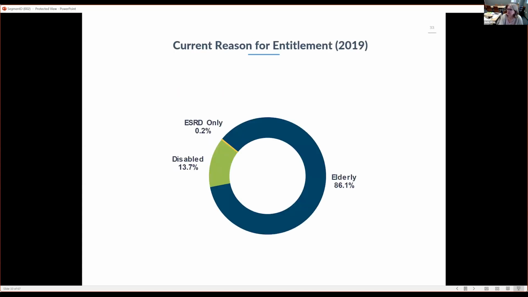Current reason for entitlement, again, consistent with age: 86% elderly, 13.7% disabled, 0.2% end-stage renal disease only. The disabled green ring includes disabled with end-stage renal disease and disabled without end-stage renal disease.